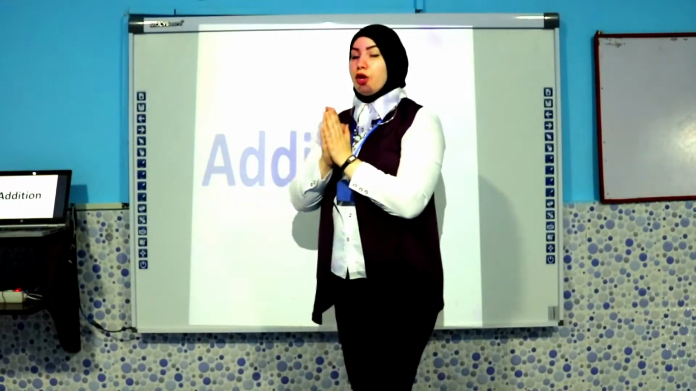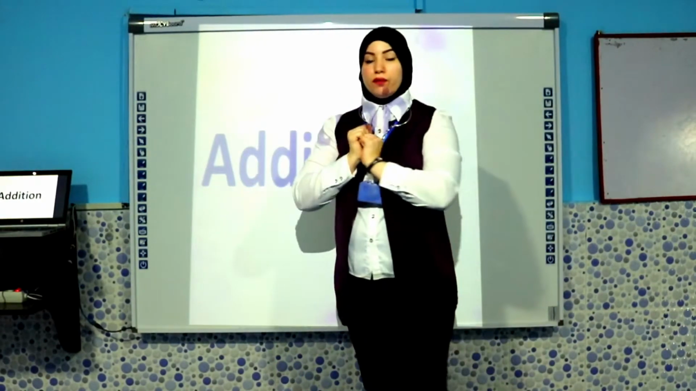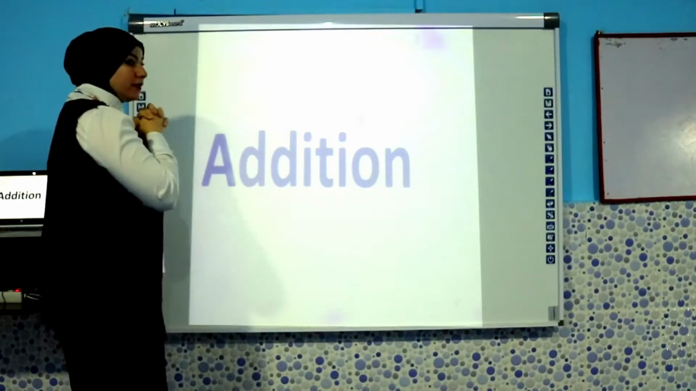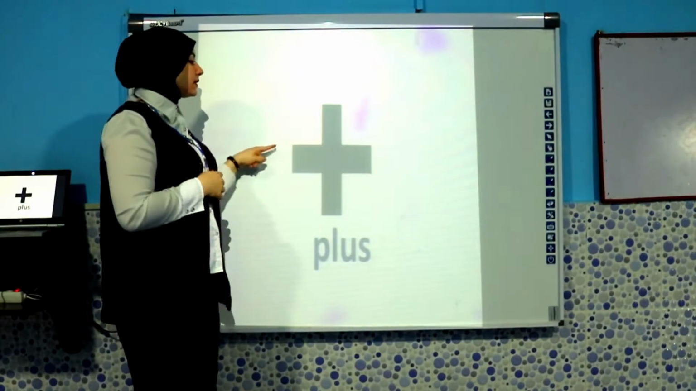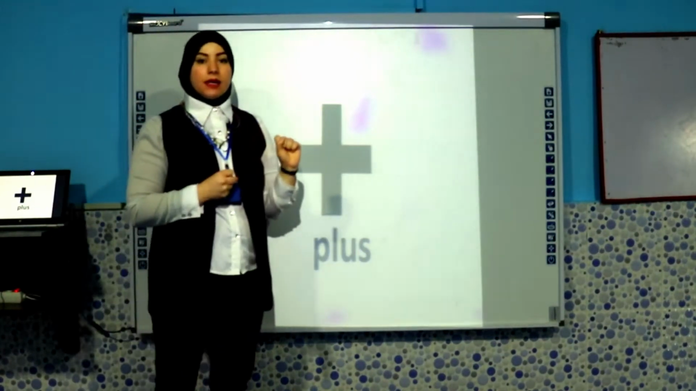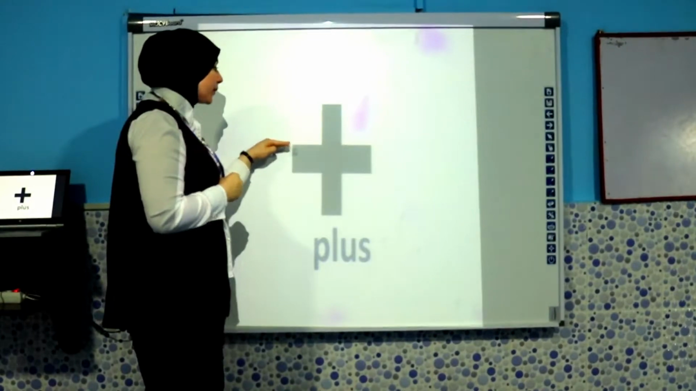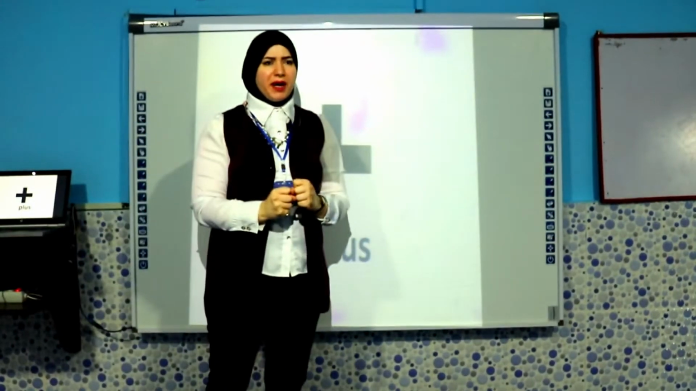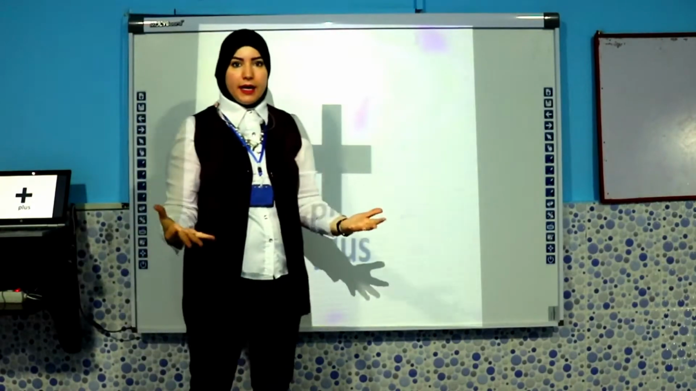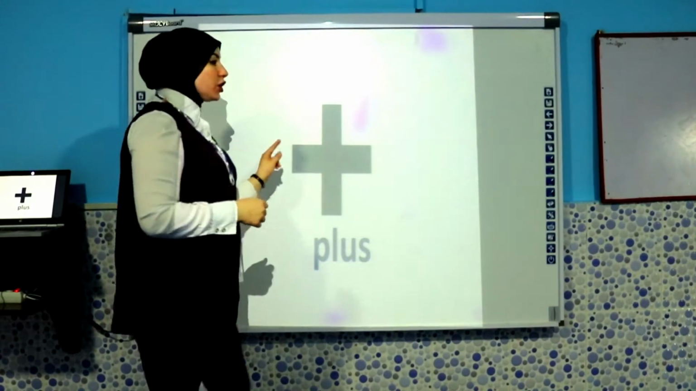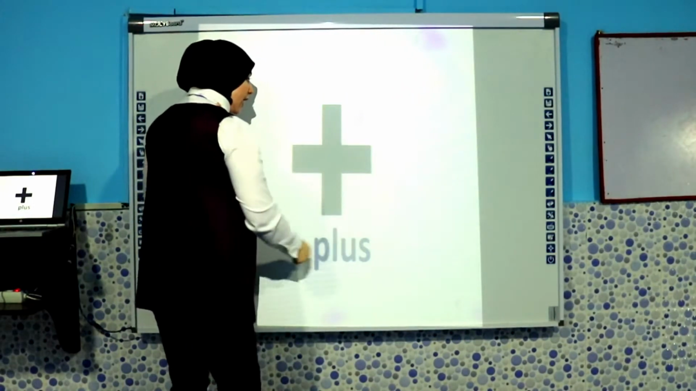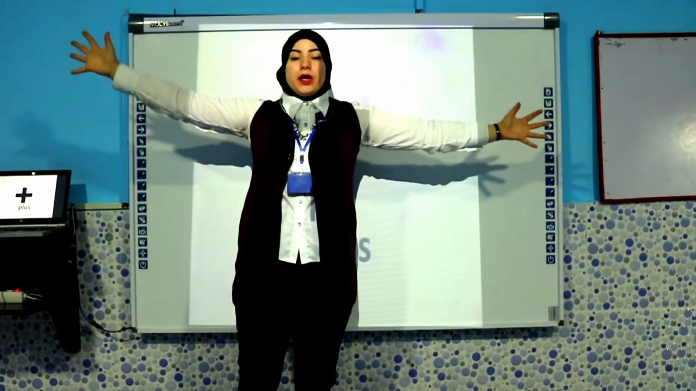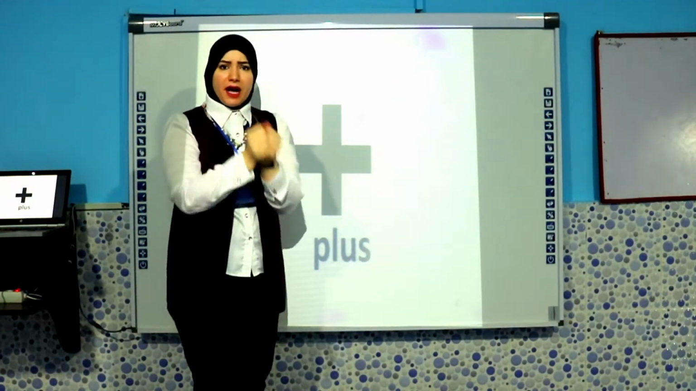Let's see the sign of addition. Addition has a close friend. Who is she? It's called plus. Plus is very hungry. She's suffering. She wants to eat. When I see plus here, I have to search for the bigger number because she's very, very hungry.